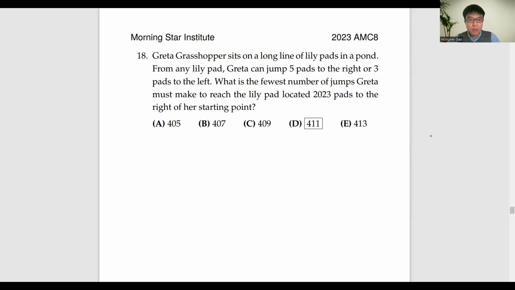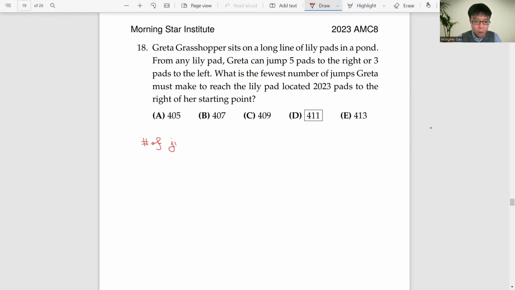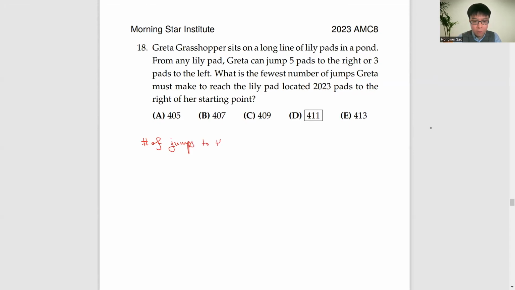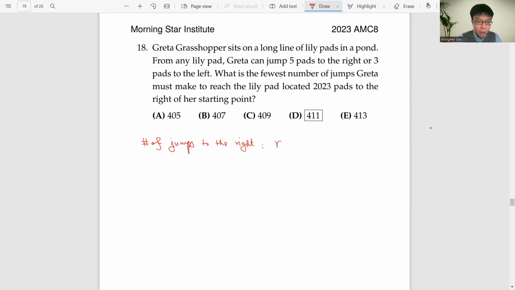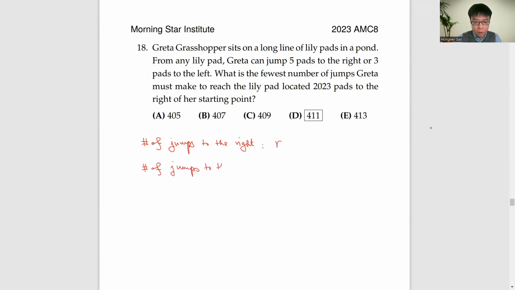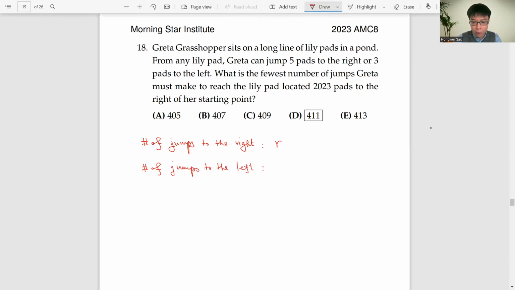Question 18. Greta, a grasshopper, sits on a long line of lily pads in a pond. For any lily pad, Greta can jump 5 pads to the right or 3 pads to the left. What's the fewest number of jumps Greta can take to reach the lily pad located 2,023 pads to the right of her starting point? So let's see the number of jumps to the right. Let me call it R. There are jumps to the right. And the number of jumps to the left, let me call it L.